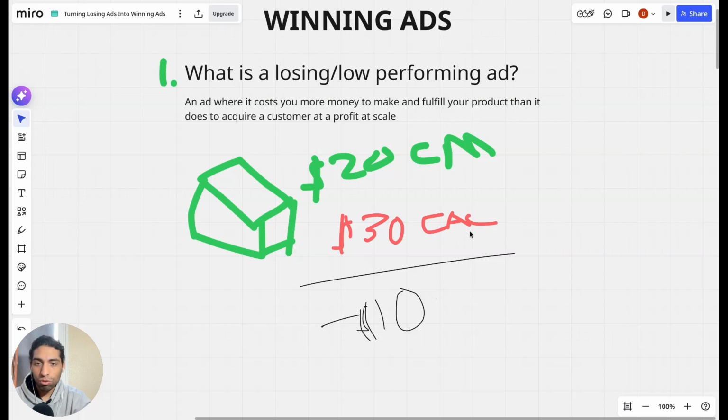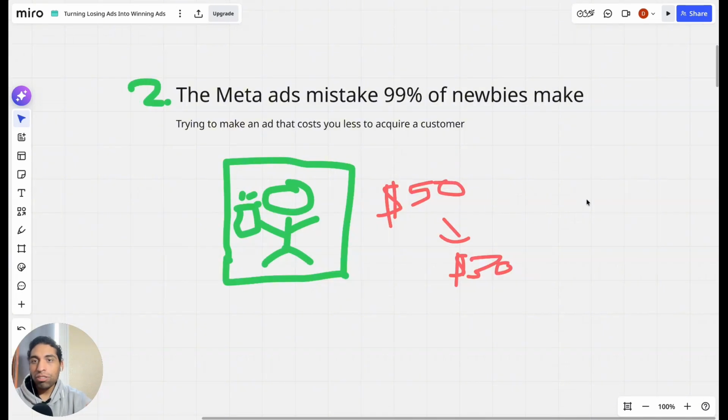It has nothing to do with click-through rates, CPCs, CPMs, or any other metric you can possibly think of or even find in the Meta Ads Manager. All it means is that you're losing money instead of making money. This then leads to the biggest mistake 99% of newbies make when it comes to Meta ads.